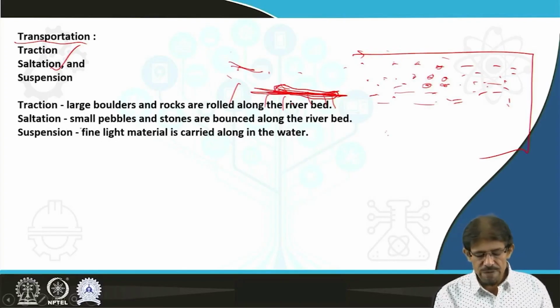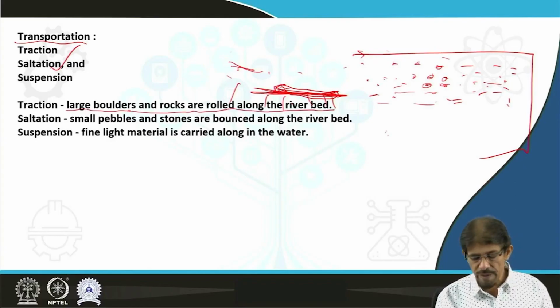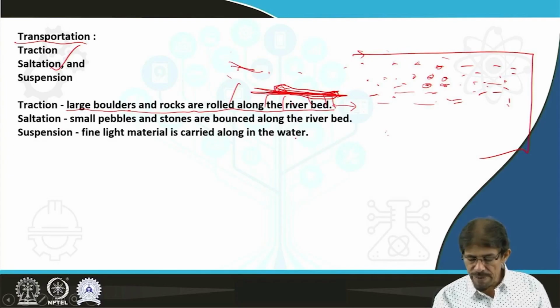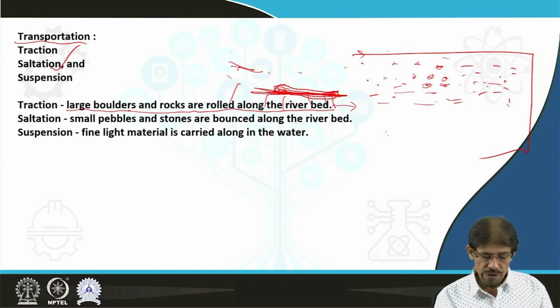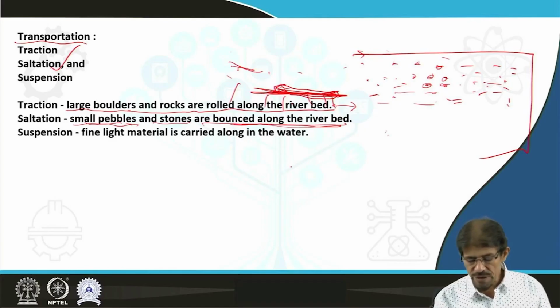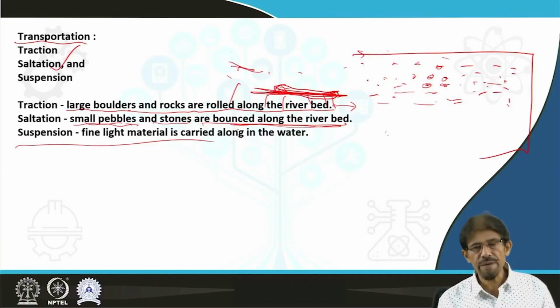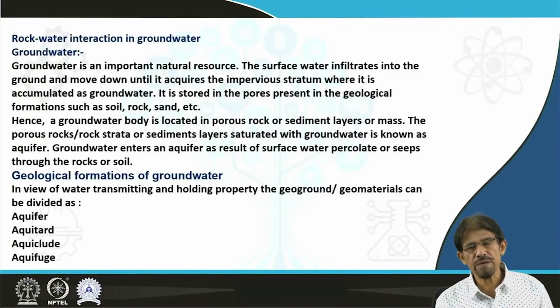So, as we have already discussed, in traction, large boulders and rocks are rolled along the riverbed or slide along the riverbed, releasing some of the constituents of the bed as well as of the boulders. In saltation, small pebbles or sand-size stones bounce along the river flow, resulting in reduction in their sizes and release of some part of the river bed. Then suspension, we have already discussed, finer material is going to flow.